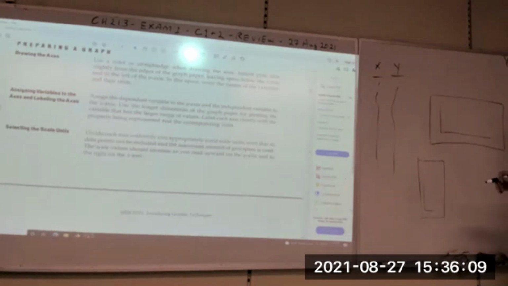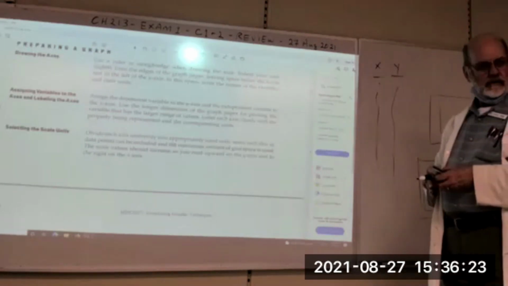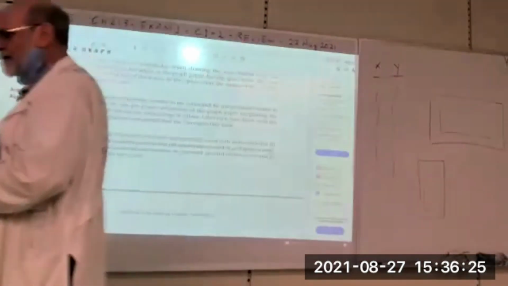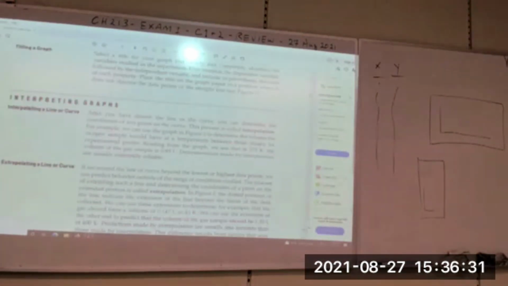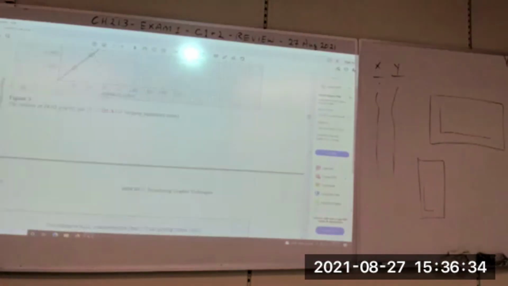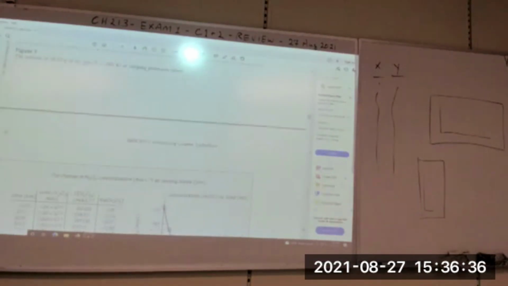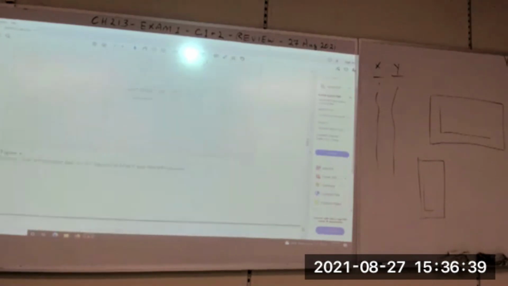So orientation is important. And then once you've decided which way to go, you say, all right, how's my paper divided up? Let's see. Hold on a second. Let me scroll down to a blank sheet. Here we go. So there's your blank sheet.